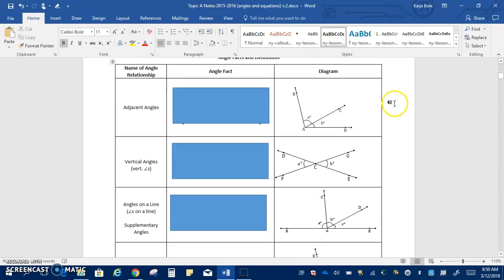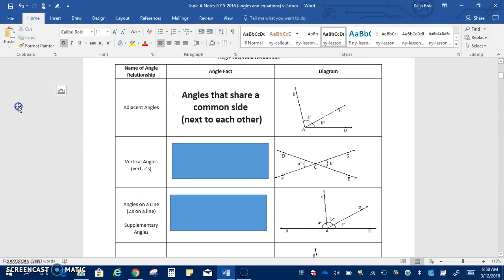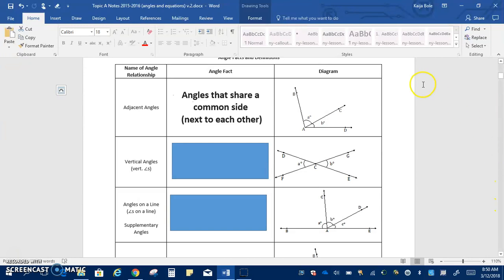Alright, the first one is adjacent angles. And adjacent angles are angles that share a common side. So basically they're next to each other. So if you look at the example over here in the diagram, angle A and angle B are adjacent angles.